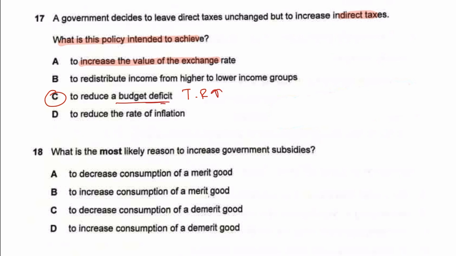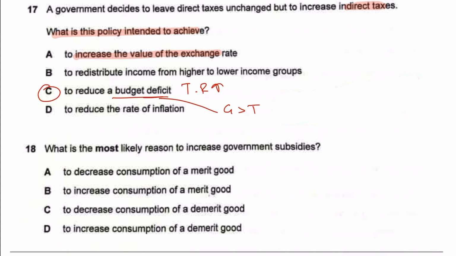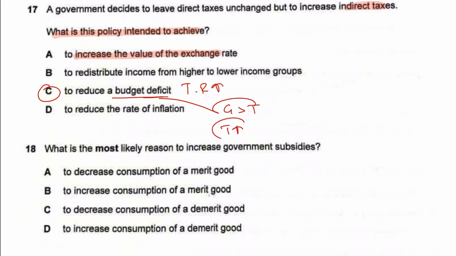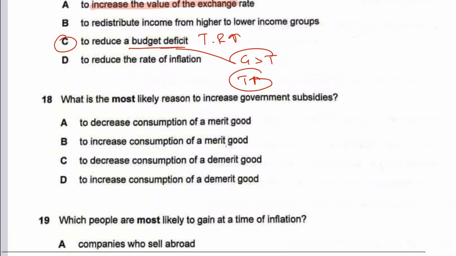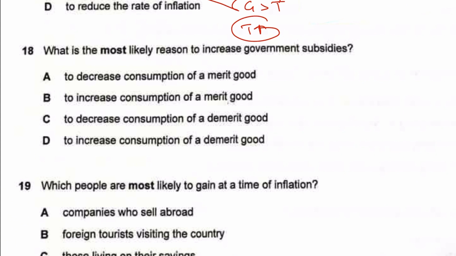By the way, budget deficit is when your government spending is more than the tax revenues that the government receives, right? So you need to reverse this process where you increase tax revenues more than the amount you are spending. Question 18 says, what is most likely the reason to increase government subsidies?